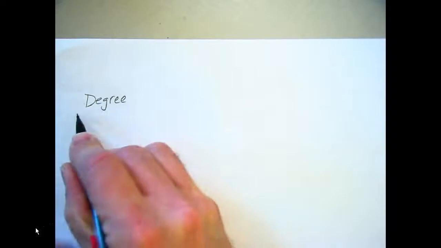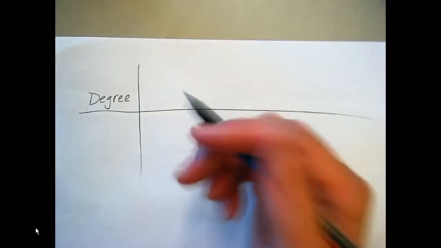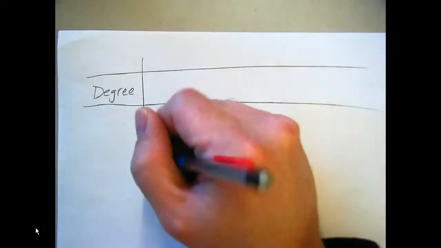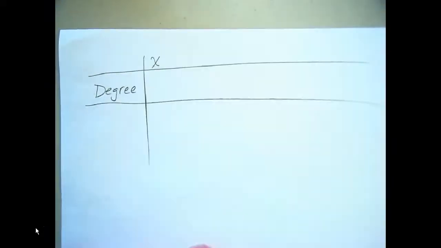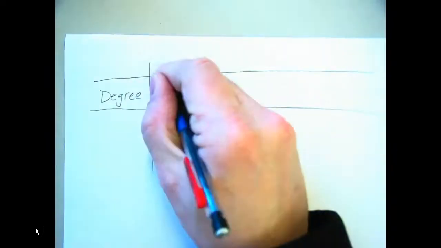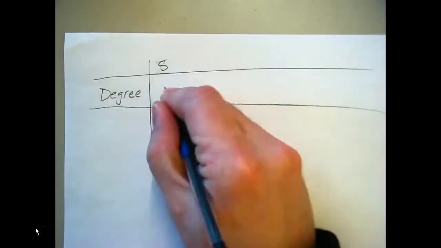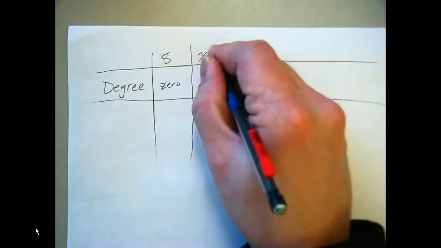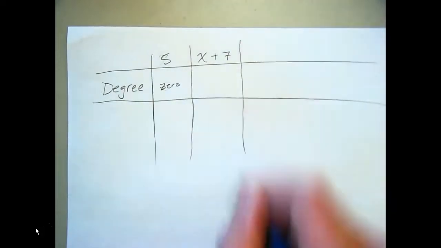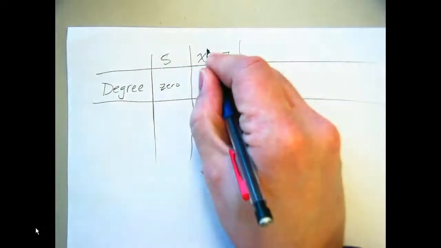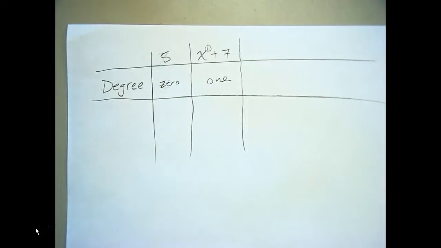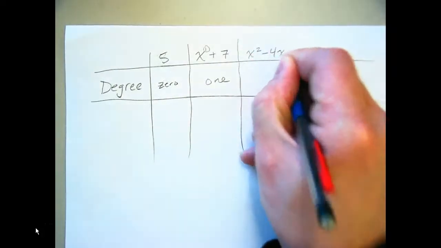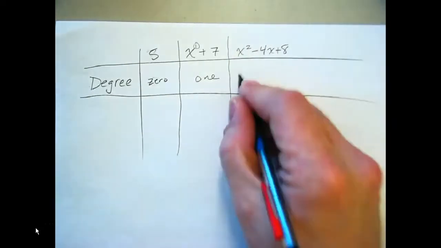All right, so if we are classifying something by degree, let's say I just have the number 5. 5 has a degree of 0. Okay, and I'm actually going to spell it out, otherwise you get confused maybe with all the numbers. Zero. Okay, let's say I have x plus 7. That has a degree of 1. Let's say I have x squared minus 4x plus 8. My degree here is 2.